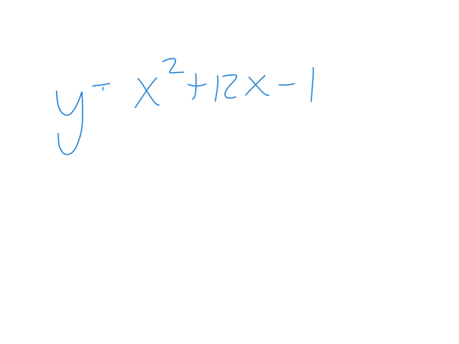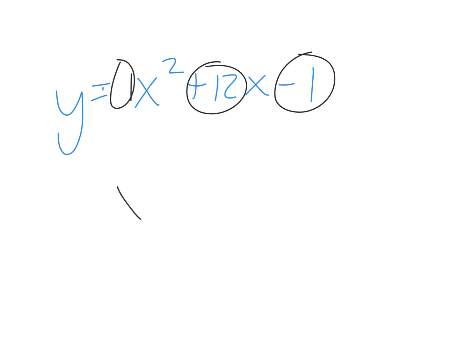-1. Okay. Now, what's A, B, and C? Everybody get comfortable with what is A, what's B, what's C? Megan Peterson, what's A? 1. What is B? Yep, 12, and what's C? -1. Okay, good. Now, do -b over 2a to get that vertex. That's the thing I'm most scared about. Can you do it?